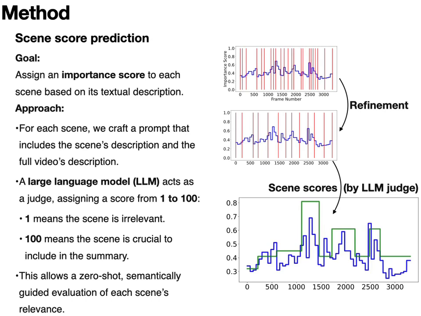Phase 3. Scene score prediction. The goal is to assign an importance score to each scene based on its textual description. For each scene, we craft a prompt that includes the scene description and the full video description, and the large language model acts as a judge, assigning a score from 1 to 100 for each scene, where 1 means that the scene is irrelevant and 100 means that the scene is crucial to be included in the summary. This allows a zero-shot semantically guided evaluation for each scene's relevance.